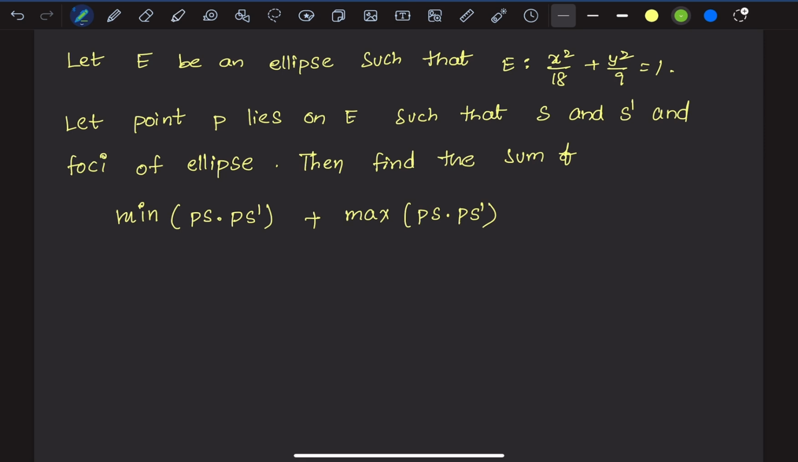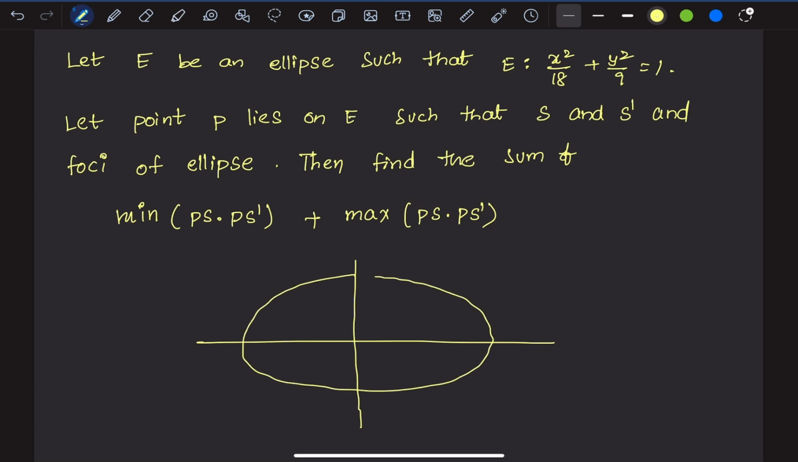So this is the question that we have. We have an ellipse x square by 18 plus y square by 9 is equal to 1. So this is a horizontal ellipse, something like this. All right. So this will be root 18, which is simply 3 root 2 comma 0. So this point will be minus 3 root 2 comma 0. So this will be 0 comma 3, and this will be 0 comma minus 3.